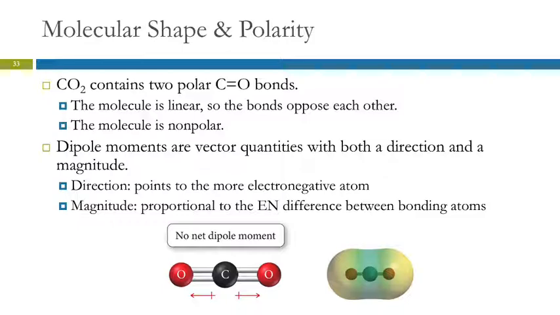So let's look at carbon dioxide. This is one of the easier examples to understand. Here we've got an illustration, a model of carbon dioxide. Carbon dioxide is a linear molecule because there are no lone pairs on the carbon. There's just the two electron groups, and so they get on opposite sides of each other, and we have a linear molecule. The carbon-oxygen bonds are polar.